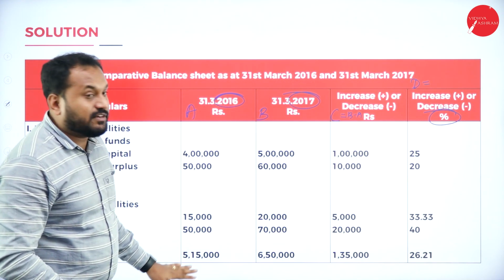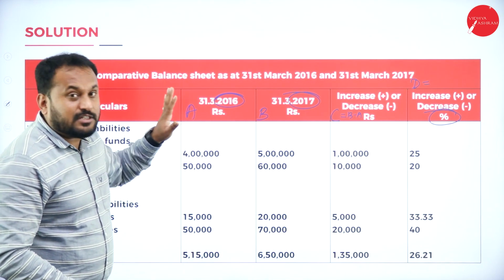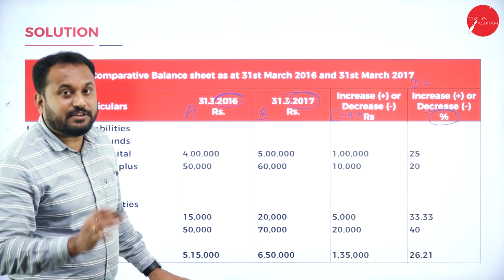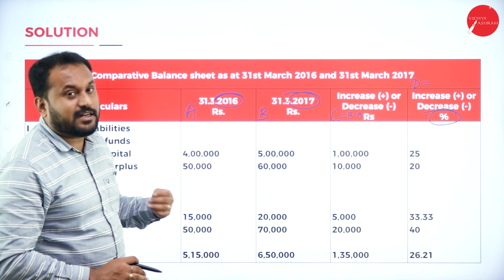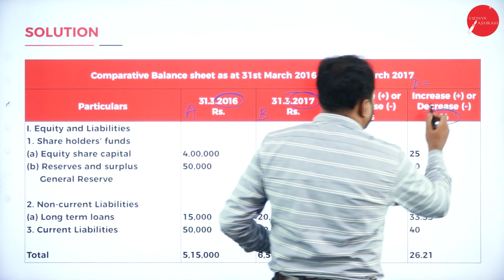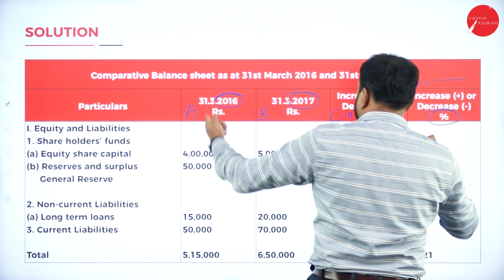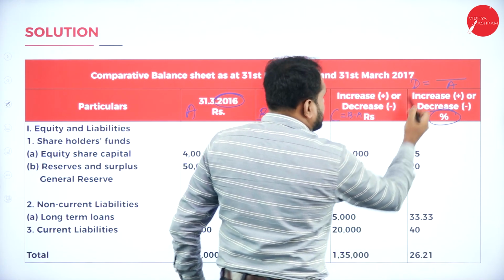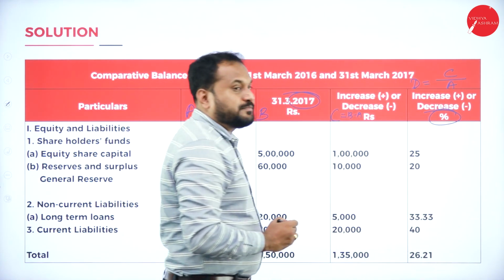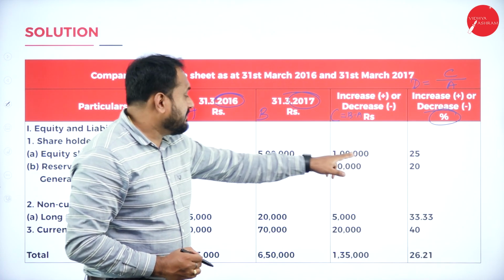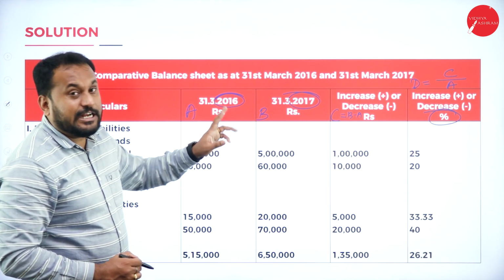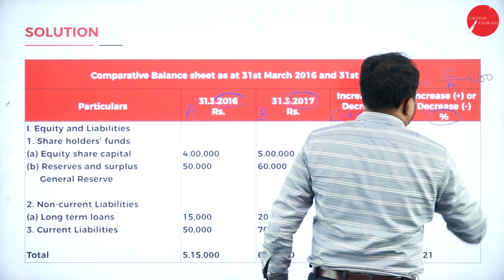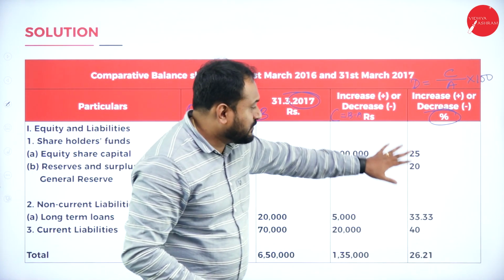Always the previous year will be the base. If the base is not mentioned in the question paper, the previous year is the base. If they have mentioned it, you are supposed to take that year as the base. Here they have not mentioned anything, so the base is column A. What you should do is C divided by A, that means 1 lakh divided by 4 lakh into 100, because we are going with percentage, so it is always into 100. That is how you will get it.